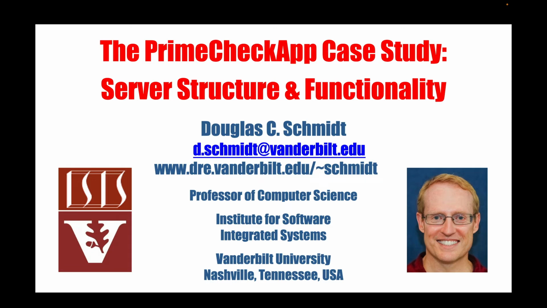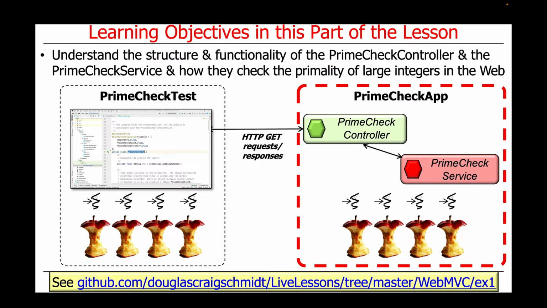Now that I've walked through an overview of the PrimeCheckApp case study, it's time to start taking a deeper look at each of its components. We'll start by exploring the structure and functionality of the server portion. As you can see here, the server portion is what receives the HTTP GET requests from the client and then does some processing using a combination of various elements, including the PrimeCheckController and the PrimeCheckService.